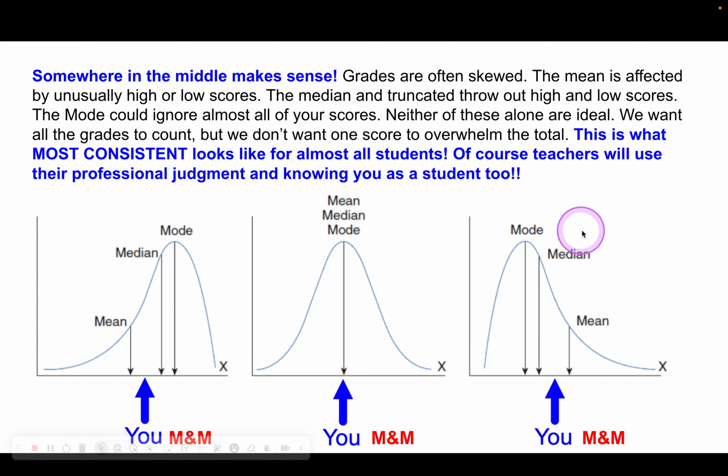If you're the person on the right over here, this means you had a whole bunch of grades, maybe a bunch of P's, and then you ended up with one or two grades that were higher than what you were normally getting throughout the rest of the year. So your mean is going to be pulled higher than your median. So you're going to be one of these three situations.